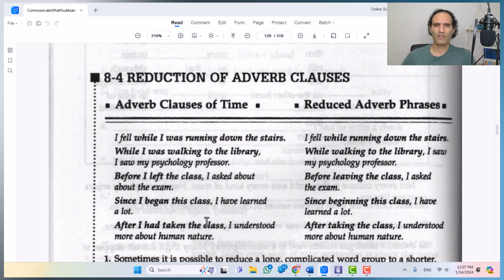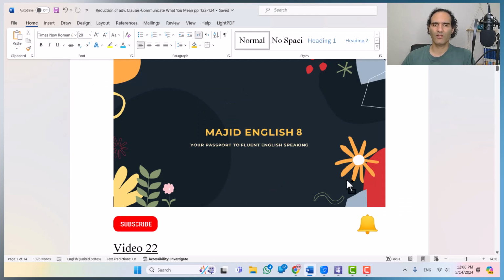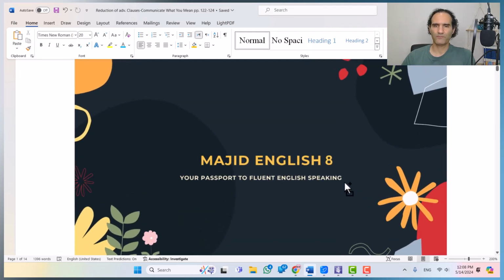Why? Because with the adverb clauses, your clause has two subjects, which is sometimes repetitive. For example, I fell, I was running down. I left, I asked. And this repetition is not that beautiful or that professional. With that in mind, let's head for our word file.